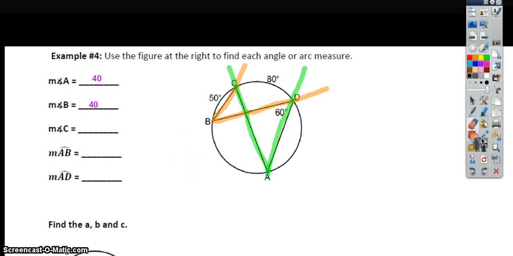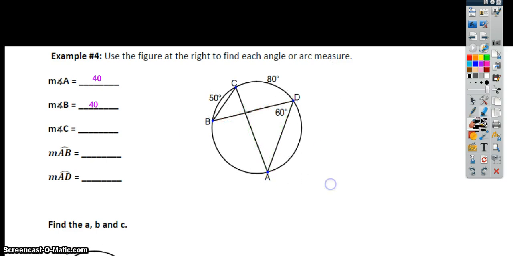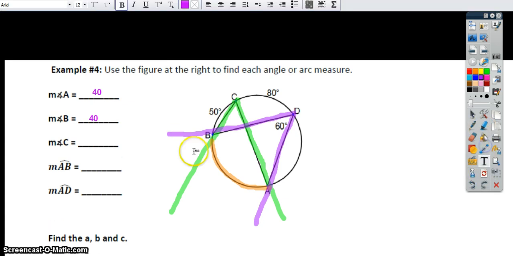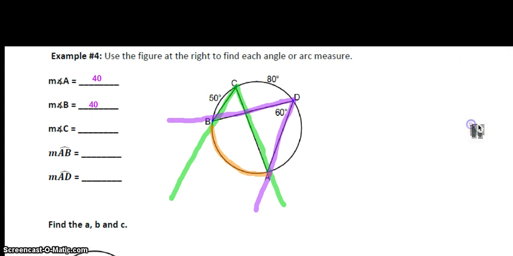All right, now let's look at angle C. Angle C has two sides. One side is here, one side is here. So the intercepted arc for angle C is this arc right here. Okay? Now, I see another angle that also intercepts that same arc. Angle D intercepts the same arc. So if angle D has a measure of 60, then angle C has to have a measure of 60. They both intercept the same arc.